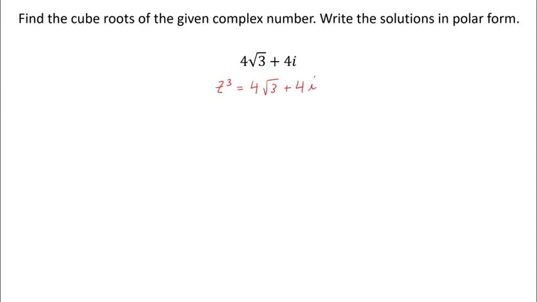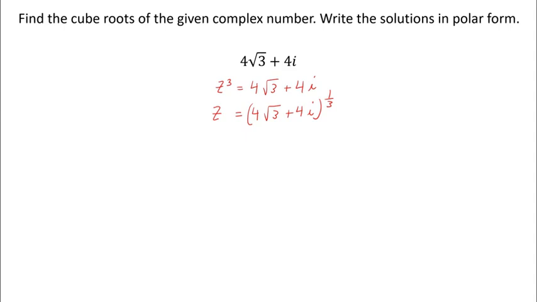And to find the cube root of 4 square root of 3 plus 4i, we take the 1/3 power, or we raise both sides of this equation to the 1/3 power. And when we raise both sides to the 1/3 power, we'll have z is equal to 4 square roots of 3 plus 4i raised to the 1/3 power. And to solve this now, we're going to use DeMoivre's theorem, just like we did in our previous example.